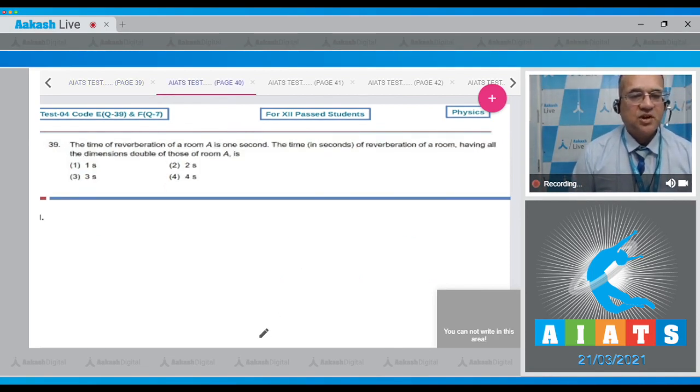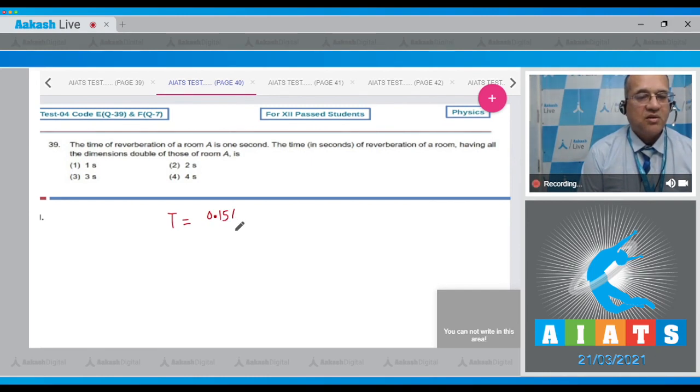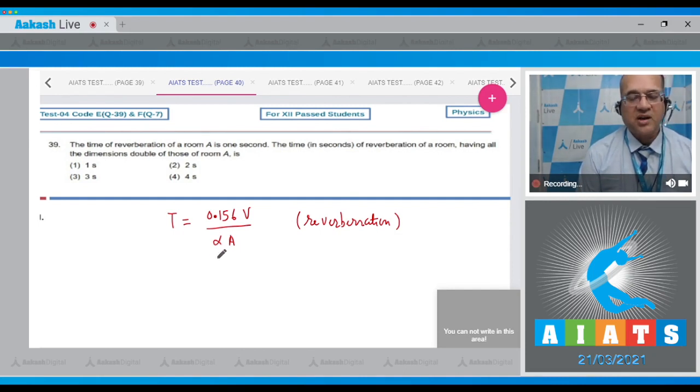The time of reverberation of a room A is 1 second. What is the time in seconds of reverberation of a room having all dimensions double those of room A? Now see, according to Sabine, there is a formula for reverberation time. T is 0.156 times the volume of the hall, divided by the area of the hall and the absorption factor of the room. It means T is proportional to the volume over the area.